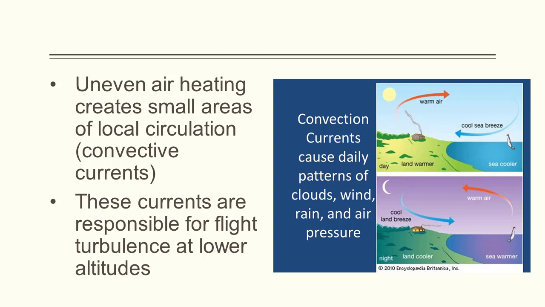It may be as insignificant as a few annoying bumps, or severe enough to momentarily throw an airplane out of control or to cause structural damage. Turbulence is associated with fronts, wind shear, or thunderstorms.